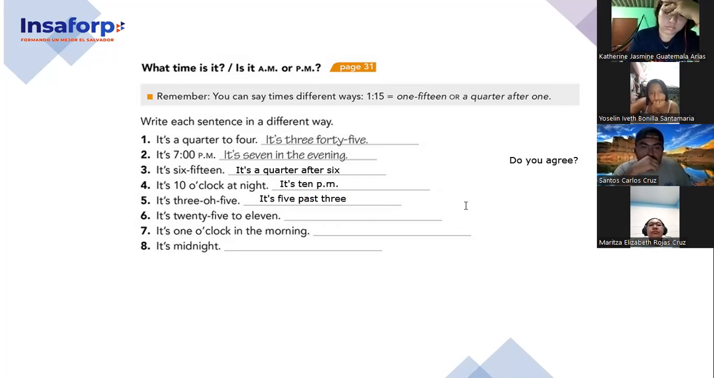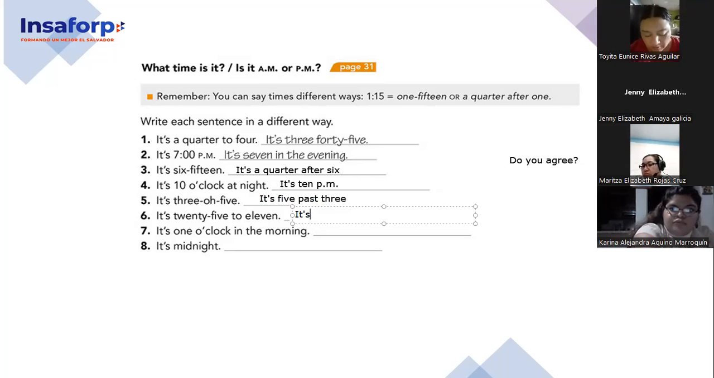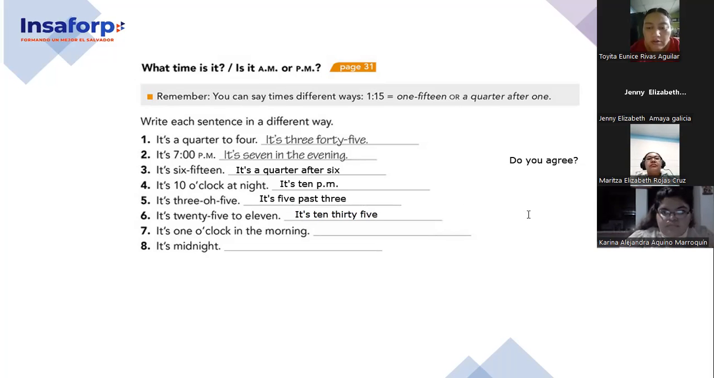Number six, what do you think about number six? It's 25 to 11. What time is it in number six? It's 10:35. Do you agree with this answer or do you have a different option? It's 10:35. ¿Están de acuerdo con esto? Do you agree? 10:35, it's 25 to 11. Yes, teacher.